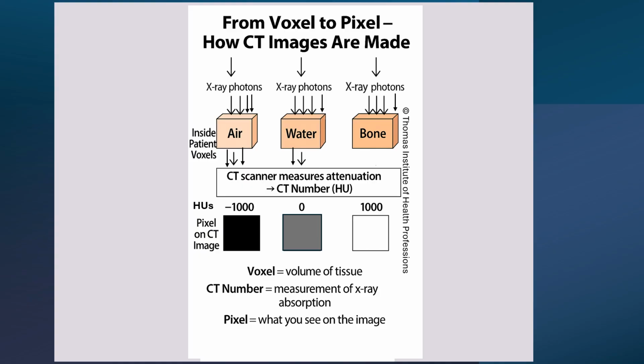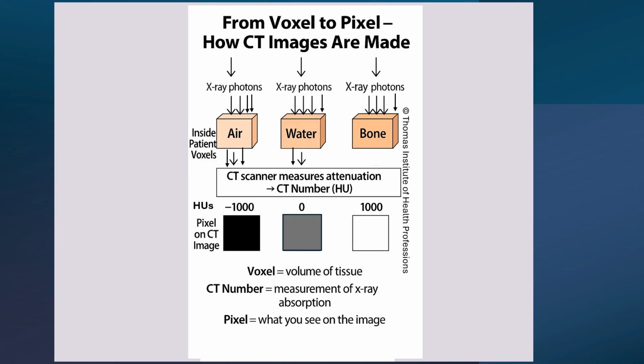Before we jump in, let's do a quick refresher from our Hounsfield CT number lesson. Remember, every voxel in the body gets a CT number, or a Hounsfield unit, based on how much it absorbs the X-ray photons. Air is way down at about negative 1,000 Hounsfield units. Therefore, the pixel on the scanner will be black. Water is 0. Therefore, the pixel on the scanner will be gray.